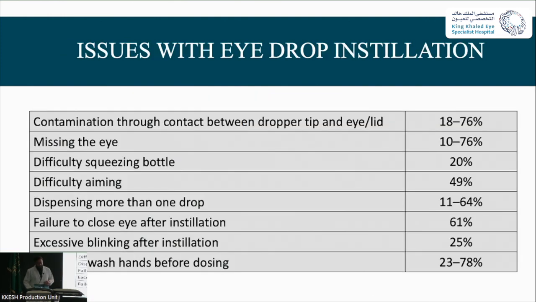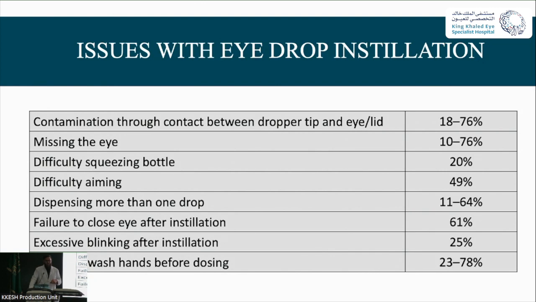These are some of the reasons, found in the study, for incorrect instillation of the eye drop. First is contamination through contact with the dropper, which means that every time the patients touch the tip of the bottle with the eye, that could lead to some infection. Also missing the eye or not being able to aim the drop properly, and difficulty in squeezing the bottle. Also difficulty in aiming and dispensing more than one drop, and failure to close the eye after instillation. Whenever the eye drop goes to the eye, it's washed out. So even these small factors are leading to non-adherence.